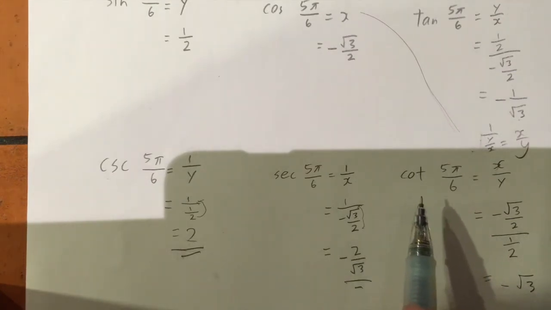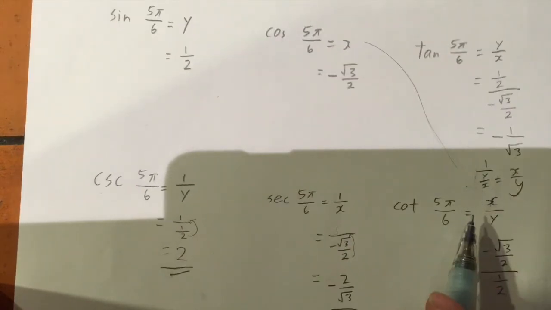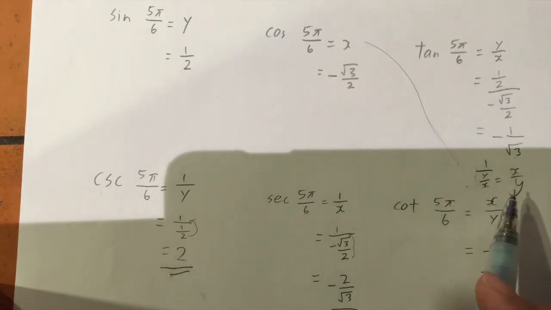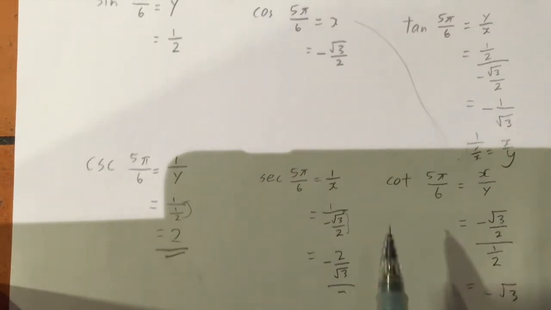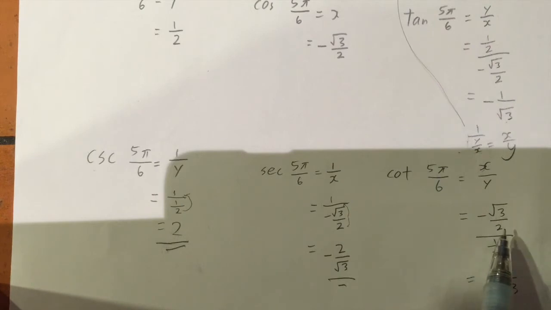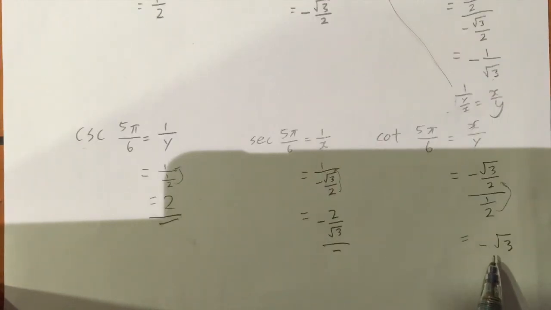The reciprocal of tangent is cotangent. Cotangent is 1 over tangent, which after we put the value of tangent, which is y over x, we know that cotangent is actually x over y. So when calculating cotangent, we insert the values of x first, which is negative root 3 over 2, and the values of y, which is 1 over 2. Therefore, we get a value of negative root 3.